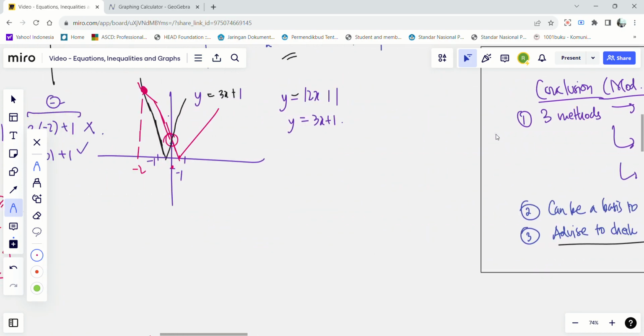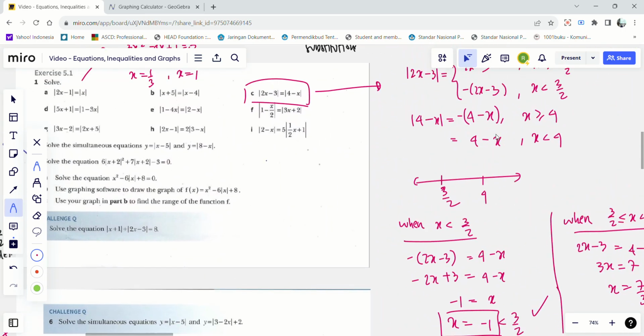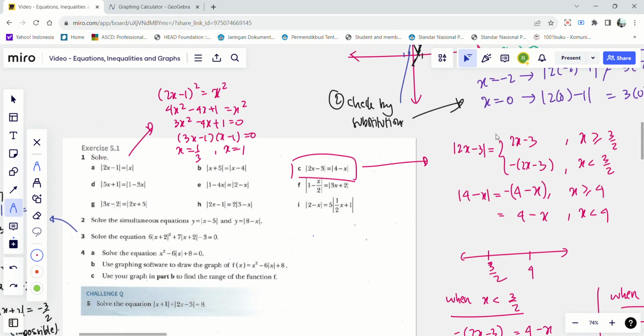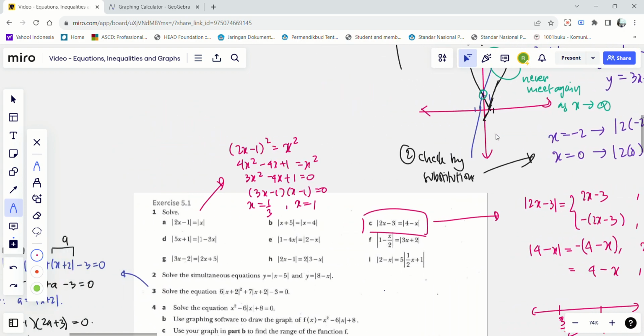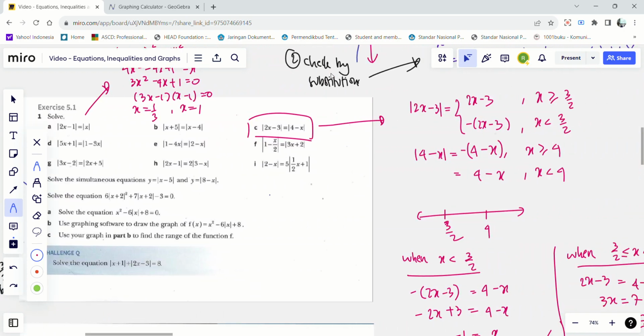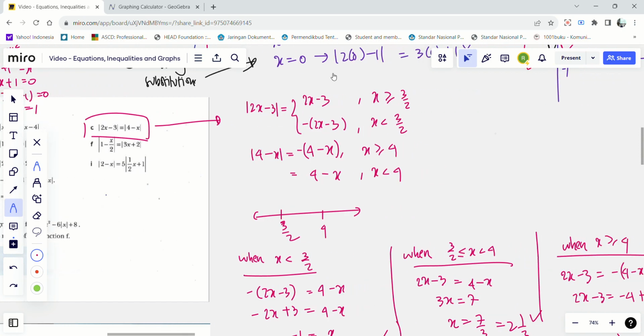So before I end this video, let me show you one example from exercise 5.1. Let me take on the discussion for this one. This one you can see in the second video later. So let me take, for example, question number C, right, question number C over here.